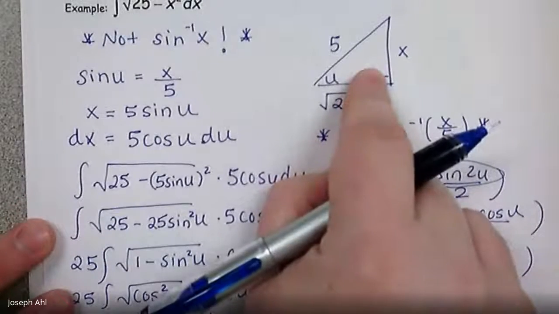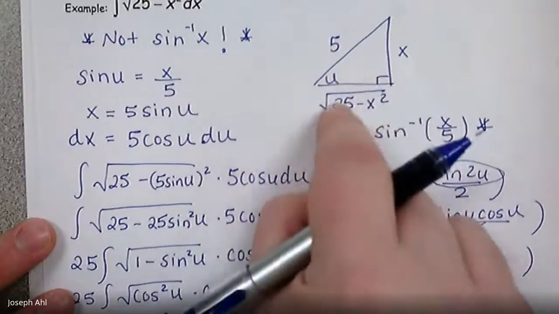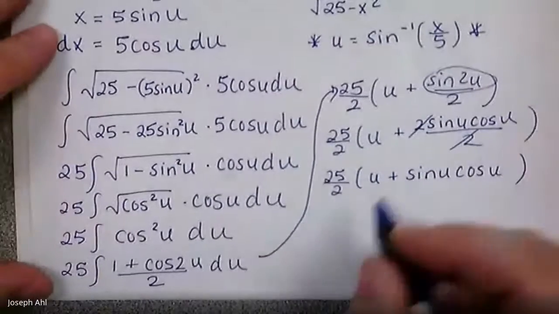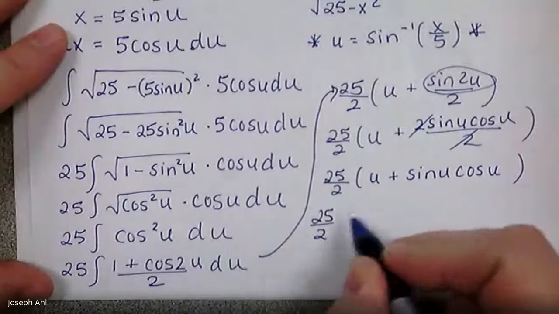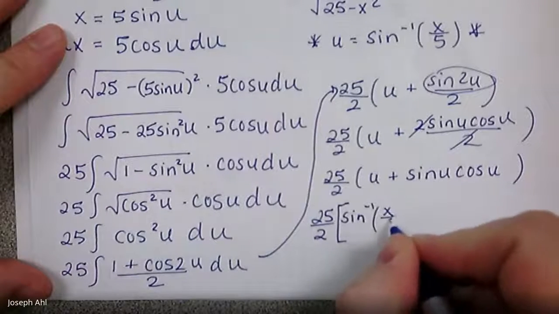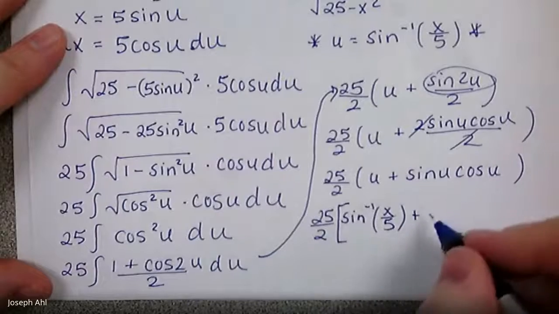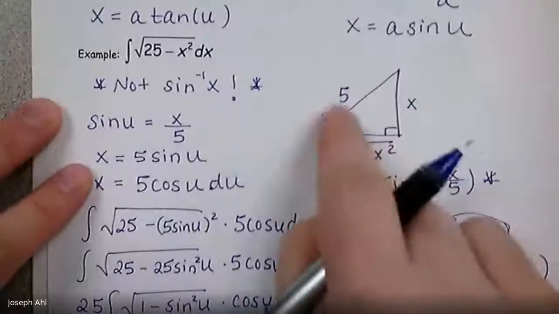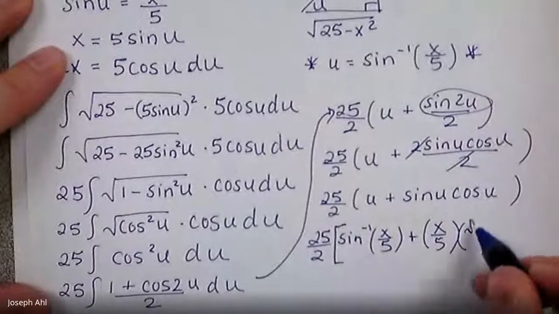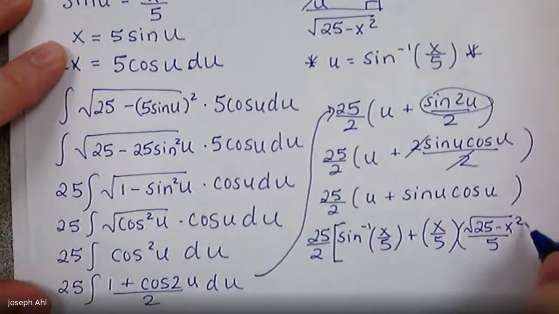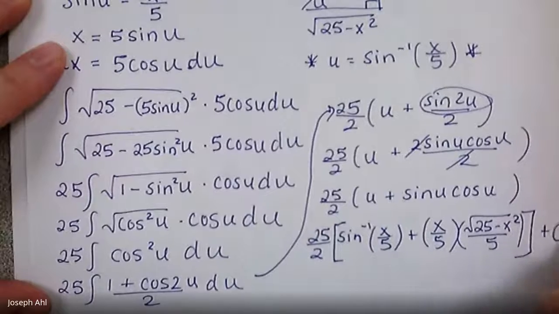Use your triangle right here. Sine is opposite over hypotenuse. Cosine is adjacent over hypotenuse. So in the last and final step here, I'm going to say it's 25 halves u, which is sine inverse x over 5, plus sine of u is x over 5. Cosine of u from the right triangle, adjacent over hypotenuse, is radical 25 minus x squared over 5. Oh, and don't forget plus c.